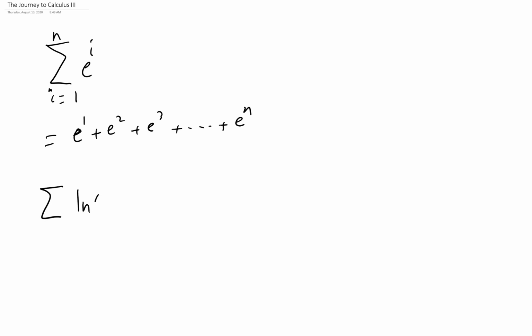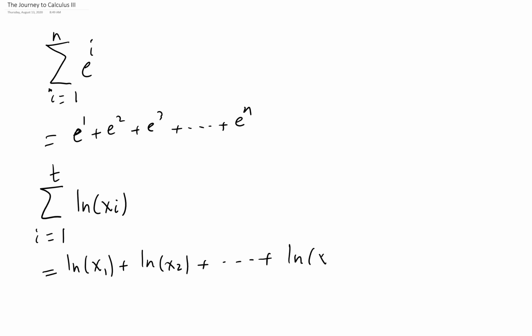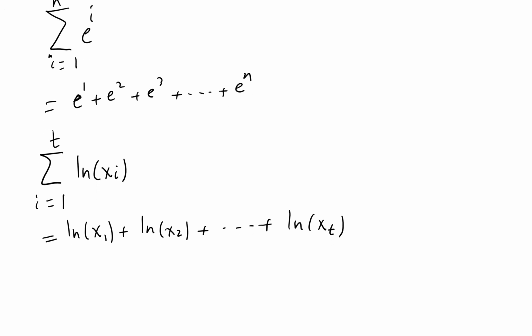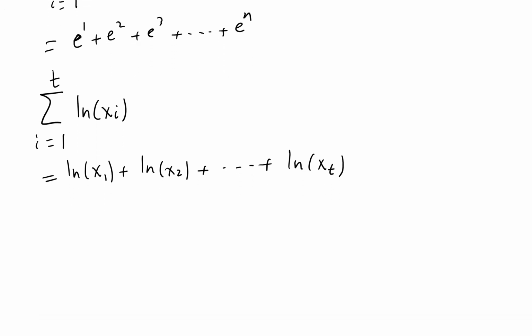The sum of natural log of x_i, as another example, i goes from 1 to t. Same thing, it's natural log of x sub 1 plus natural log of x sub 2, and this goes on and on until natural log of x sub t. This is called the sigma notation.